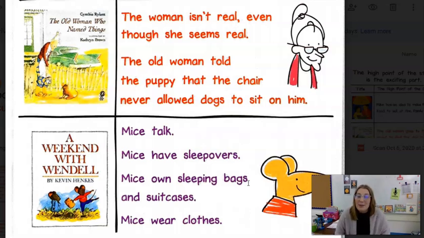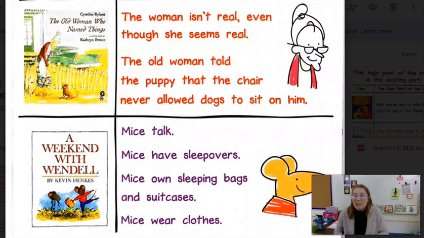Okay, so hopefully you guys were able to talk about that a little bit. Let's go over some of the reasons that we have on this chart right here, which are written in purple. These are the pieces of evidence that prove that this book is a fiction story. So mice talk. We know that mice don't talk in real life. They have sleepovers. I don't think that that really happens in real life.